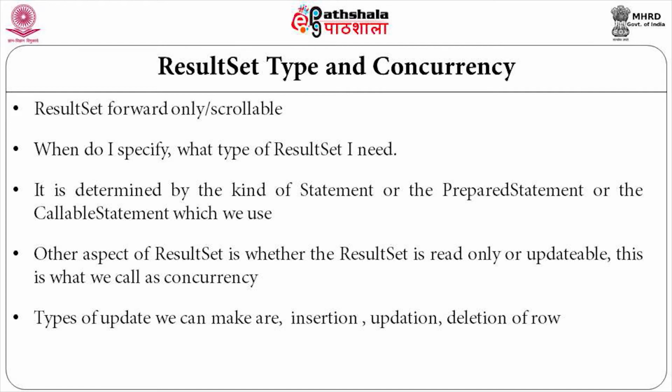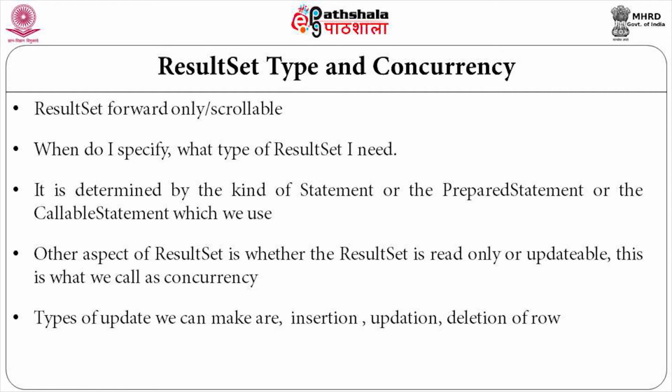But where do I specify what type of result set I'll need? It is determined by the kind of statement, the prepared statement or the callable statement, which you use. How do you create a statement? Just say create statement in the connection. That method is overloaded. You could pass an integer as a parameter here. That integer value can be a constant, an integer constant available in the result set interface. So the result set interface has TYPE_FORWARD_ONLY, TYPE_SCROLL_SENSITIVE, and TYPE_SCROLL_INSENSITIVE.